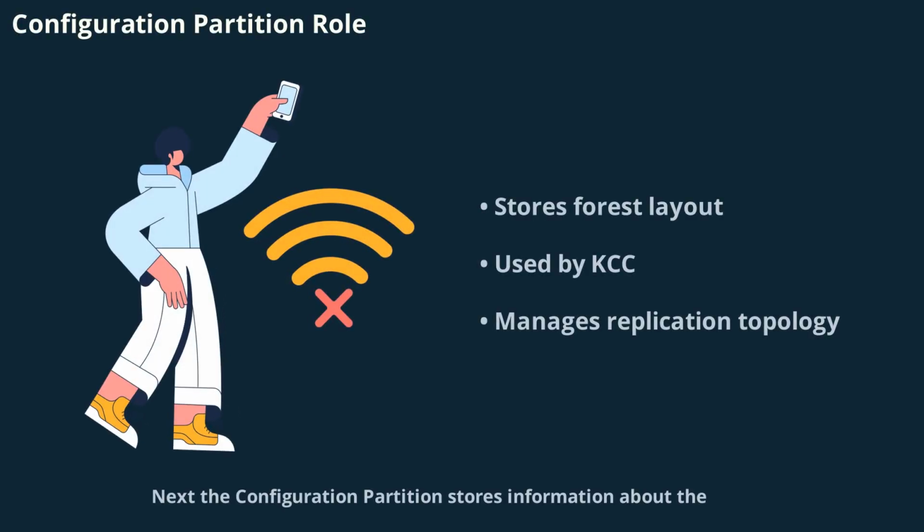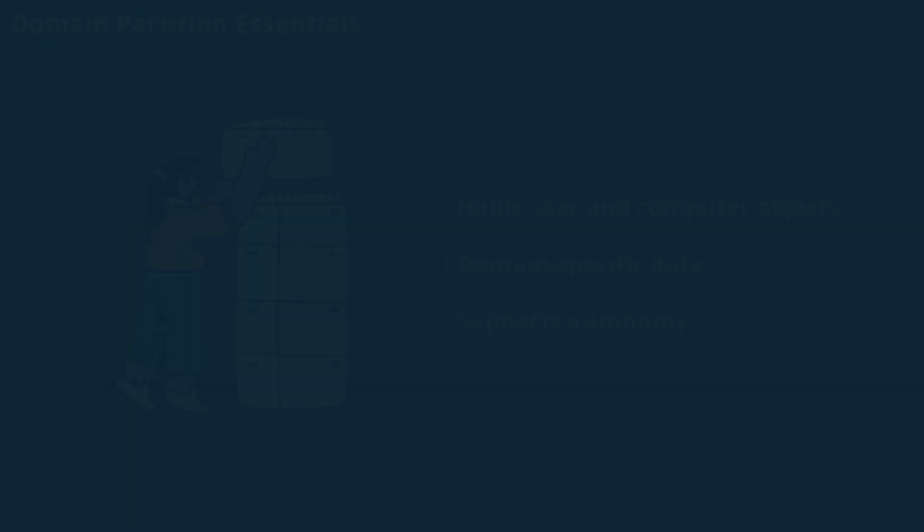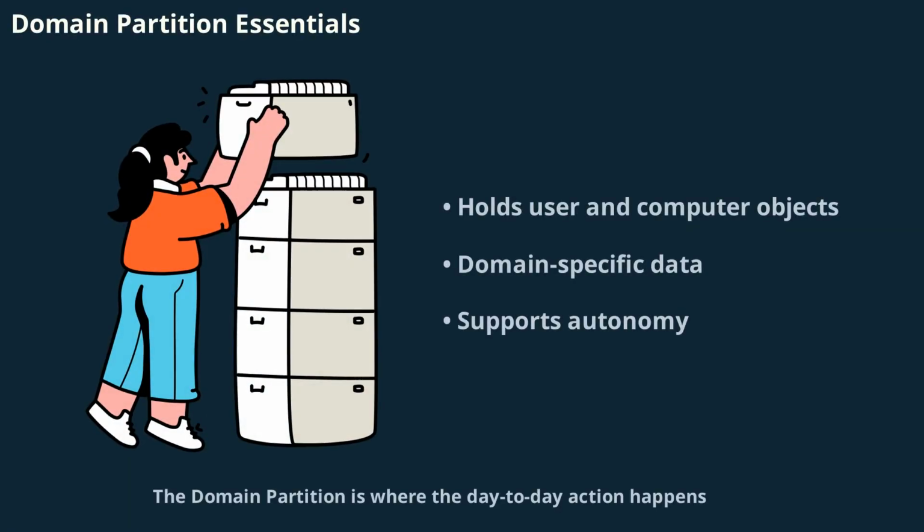Next, the configuration partition stores information about the physical and logical structure of the forest. This includes data on sites, subnets, site links, and service-related objects. The Knowledge Consistency Checker (KCC) relies on this partition to build and maintain the replication topology, ensuring that data flows efficiently between domain controllers. Without the configuration partition, Active Directory wouldn't know how to route replication traffic or manage site-specific settings.